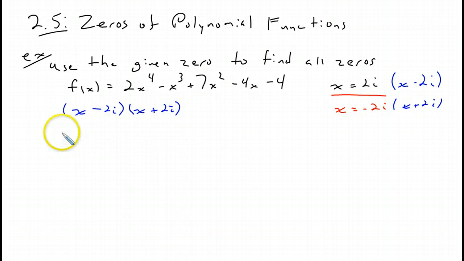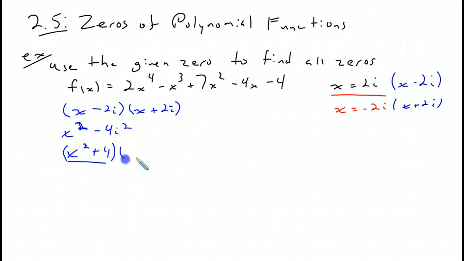So if I multiply these out, it'll be x squared, minus 4i squared, which is the same thing as x squared plus 4, since i squared is -1. I know that this is a factor. This is one part of my polynomial times something else.